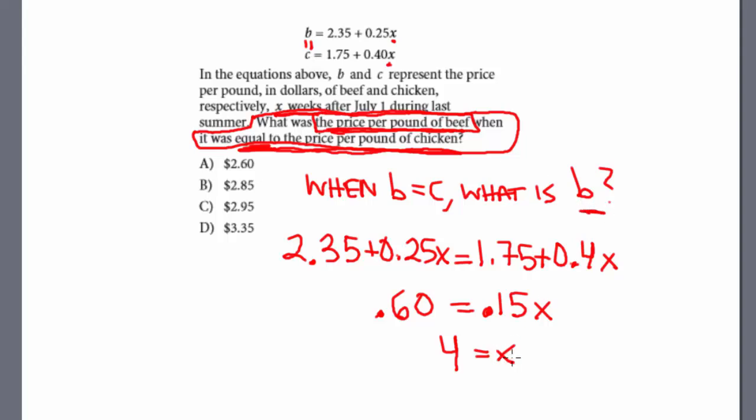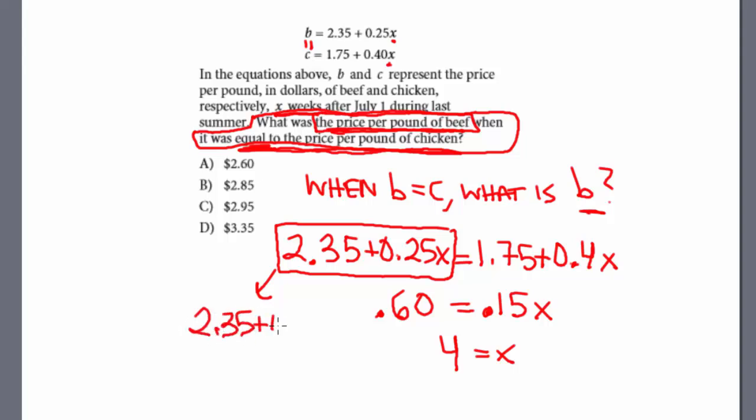So once I solved for x equals 4, I got to plug that back into my B, right? Now, of course, when B equals C, I could easily plug it into C, but let's just plug it in right here. So the price is going to be 2.35 plus 0.25 times 4, which is otherwise known as 1. 25 cents times 4 is $1. So that ends up being 3.35. And that is your answer. Your answer is 3.35. Great.